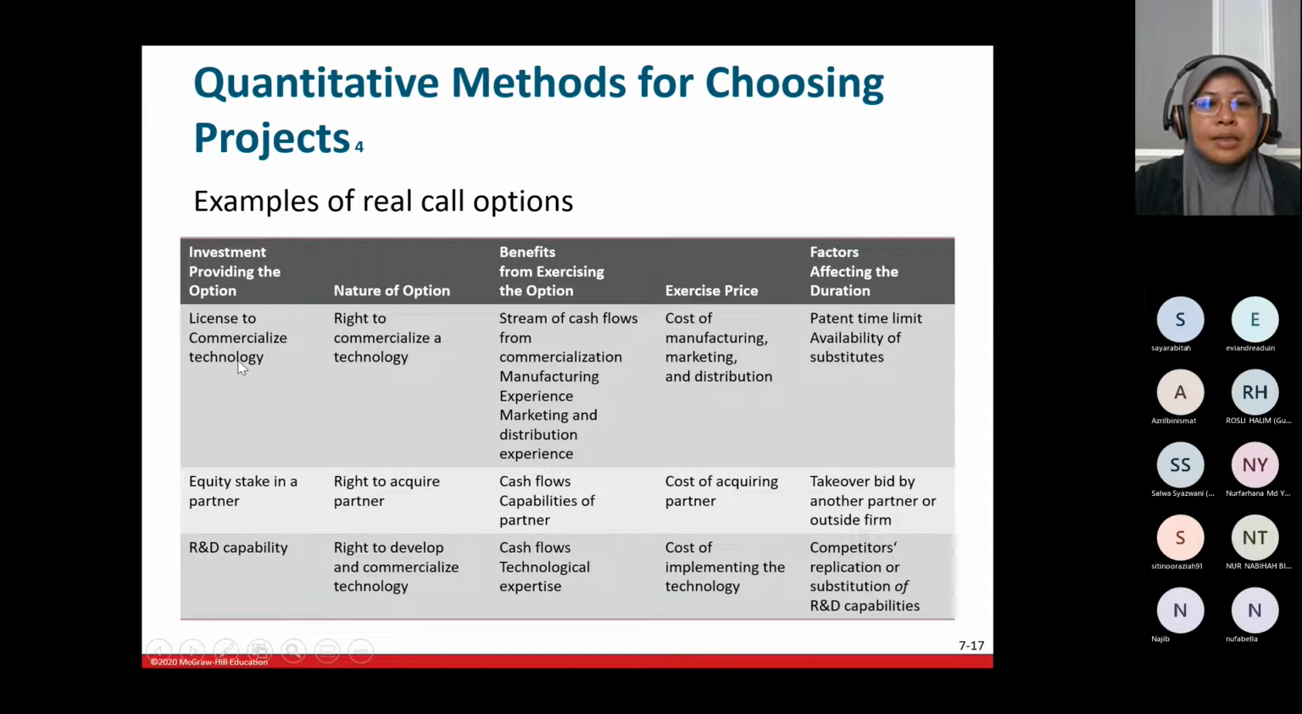So here is an example of a real call option, for example, a license to commercialize technology. Nature of option: right to commercialize. Benefit from exercising the option: stream of cash flow from commercialization, manufacturing experience, marketing and distribution experience. Exercise price: cost of manufacturing, marketing and distribution. Factors affecting duration: patent time limit, availability of substitutes, and so on. So these are things considered as real calls.